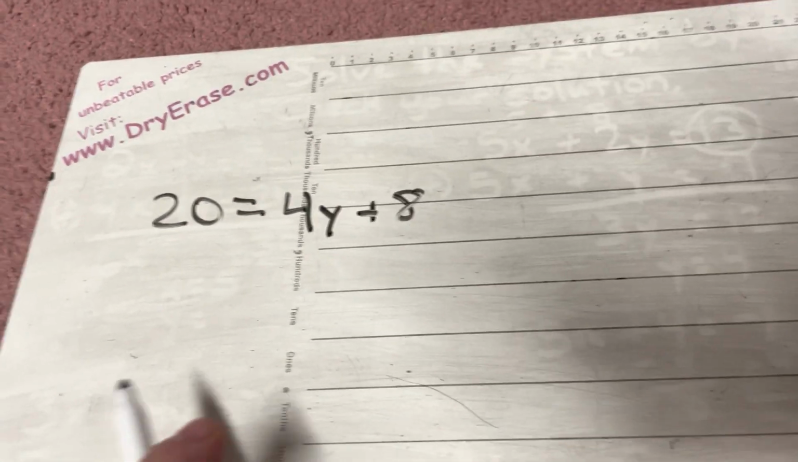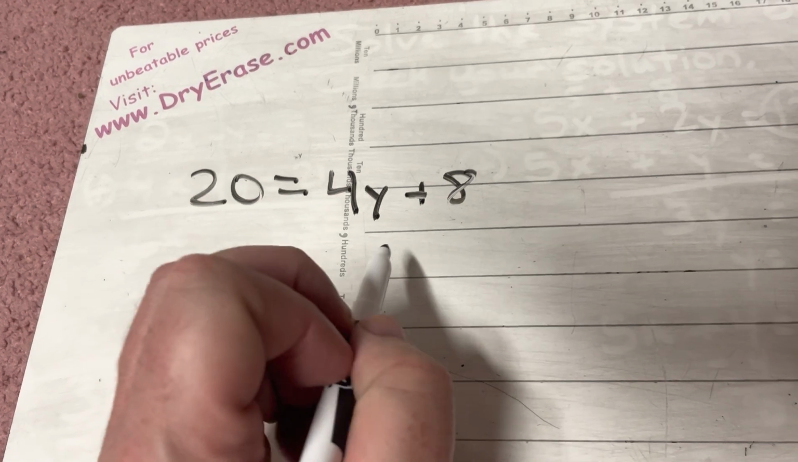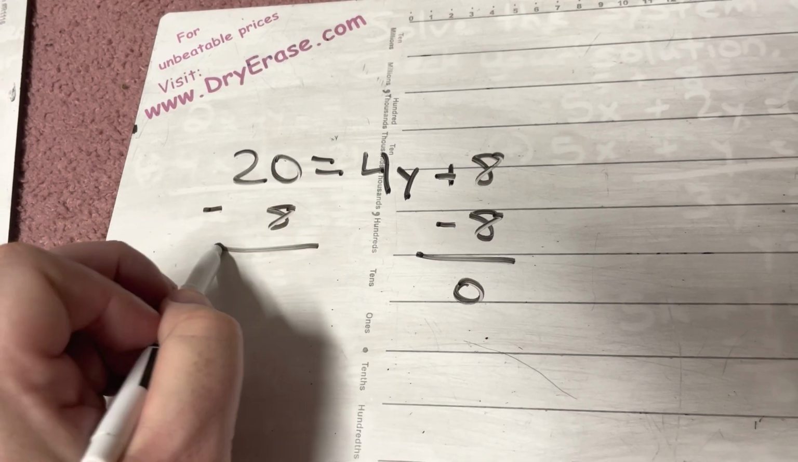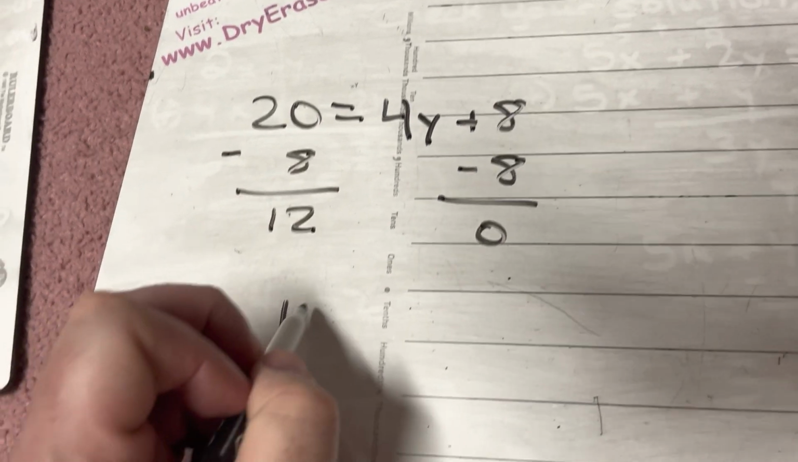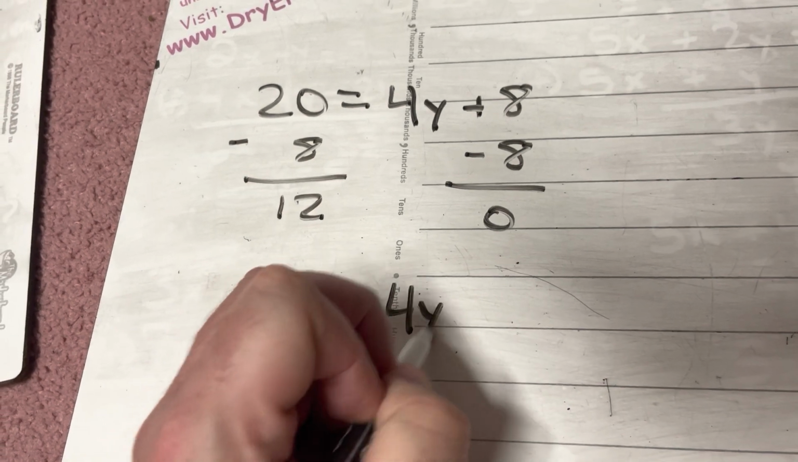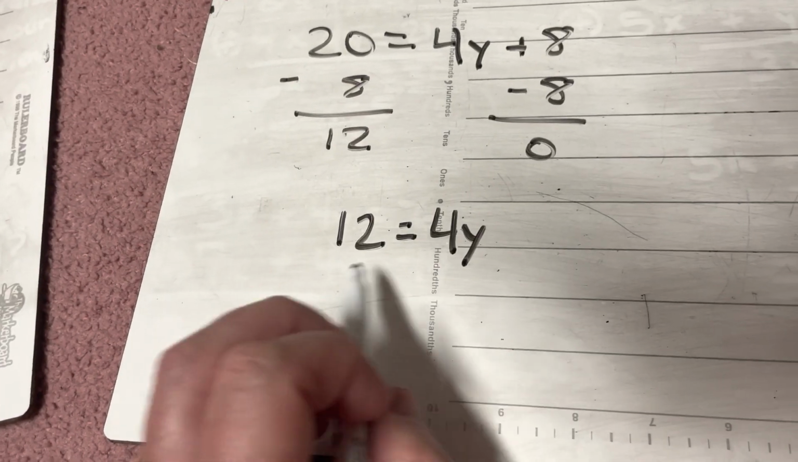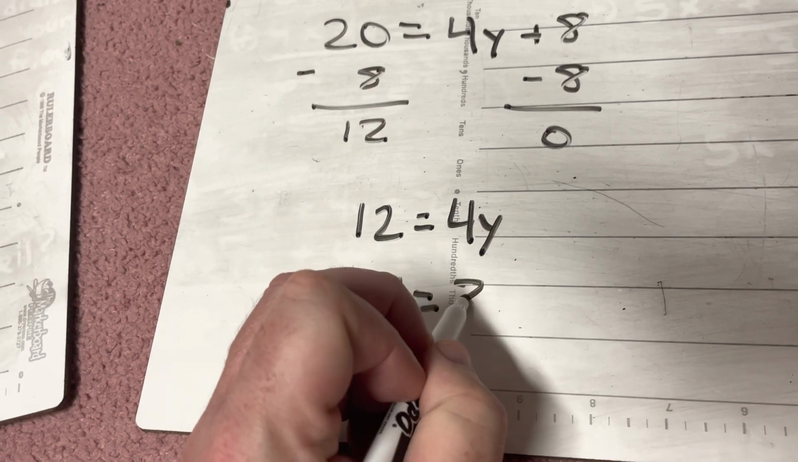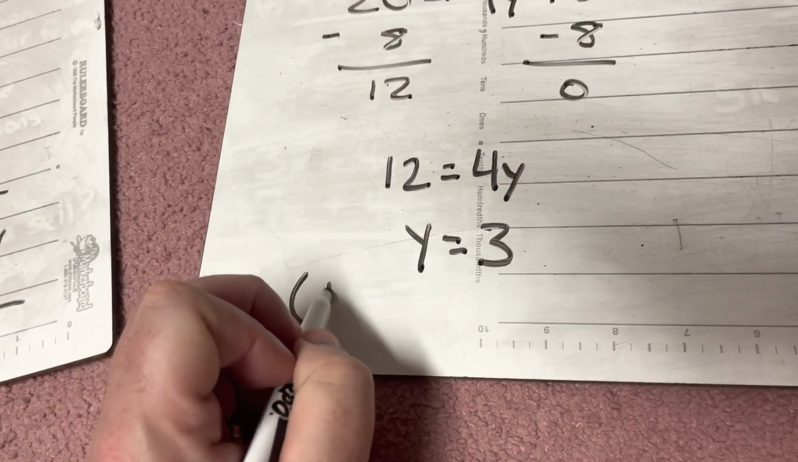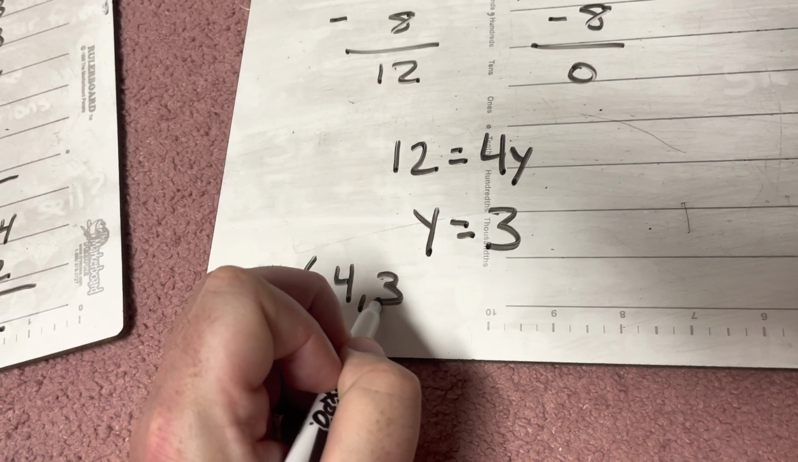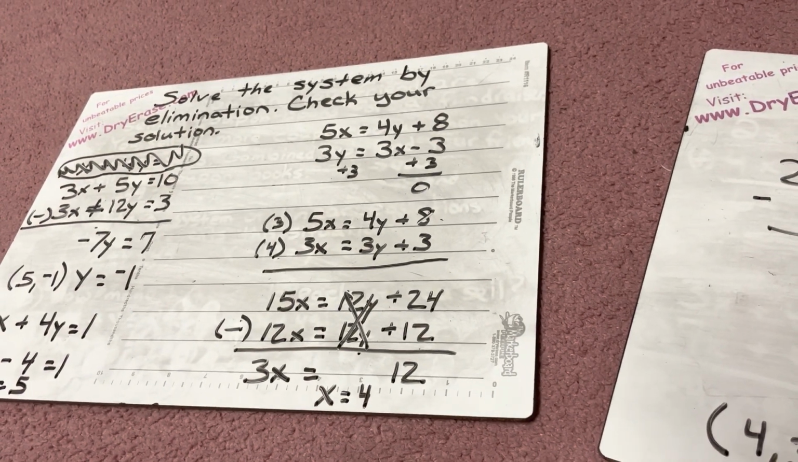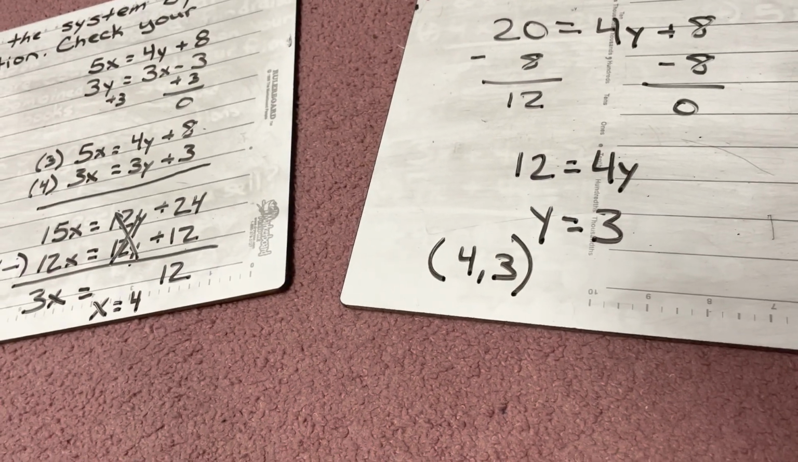All right? Well, my goal is to isolate the y. So I'm going to subtract 8 from both sides. That's going to give me 0. I subtract 8 here, and that's going to give me 12. That leaves me with 12 equals 4y. Well, if 12 equals 4y, I'm going to divide everything by 4. 12 divided by 4 is 3, so y equals 3. Well, x equals 4, y equals 3. That means that my intersection point is 4, 3. That's where those two lines intersect. And that would be the solution.